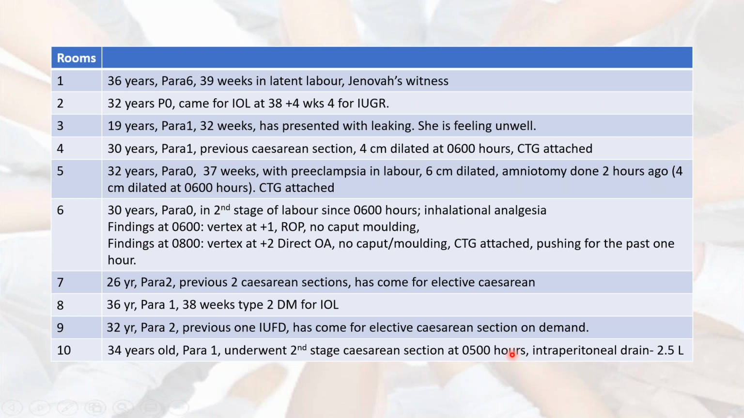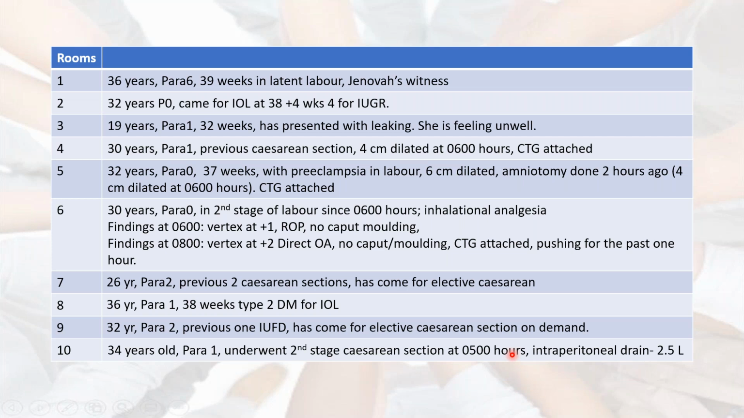Okay, so it's given that she is hypovolemic. Her pulse is 120 beats per minute and her blood pressure is 80 systolic. So how are you going to proceed? That means it is an urgent case, so I'll call for help and I'll inform my consultant.